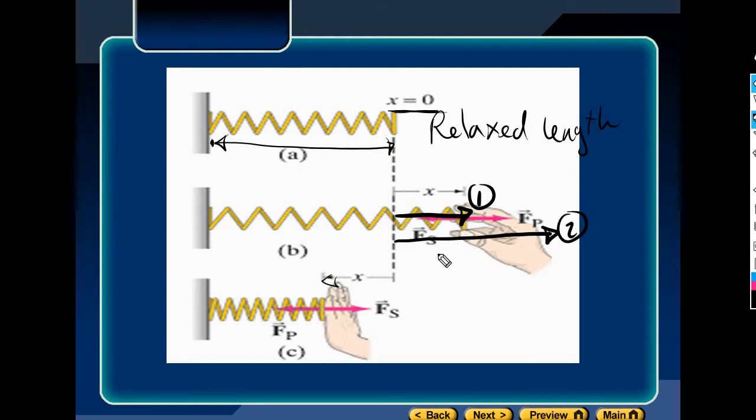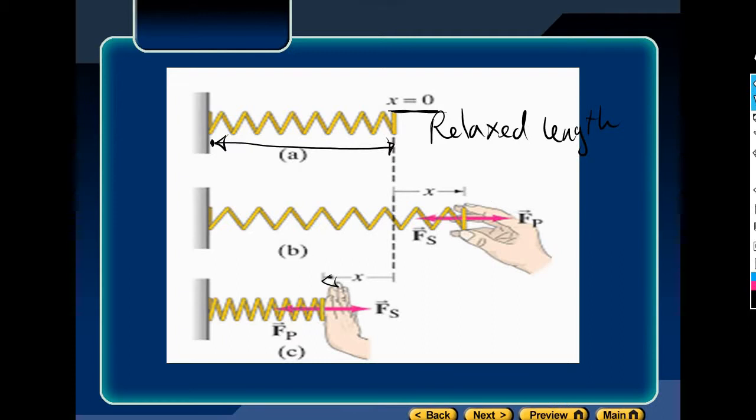Why? And the distance will increase, because there is also more energy and more stretch. It means, guys, when we have more x, when we have more stretch, we have more energy. The same thing with compression, guys.